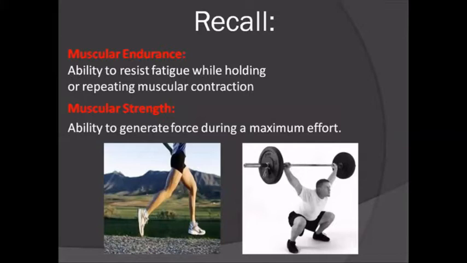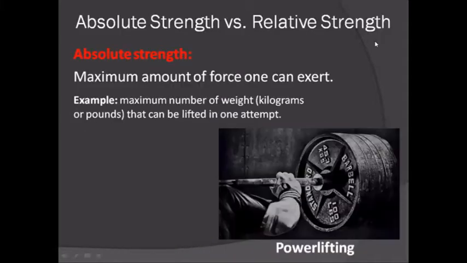We have muscular endurance. It is defined as the ability to resist fatigue while holding or repeating muscular contraction, while muscular strength is the ability to generate force during a maximum effort, or when it requires explosive movement. Absolute strength is defined as the maximum amount of force one can exert. For example, when you are able to lift a maximum amount of weight in kilograms or pounds in only one attempt, then you have absolute strength.